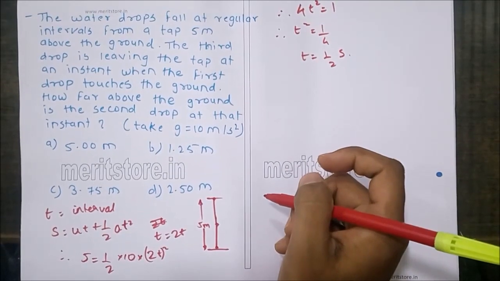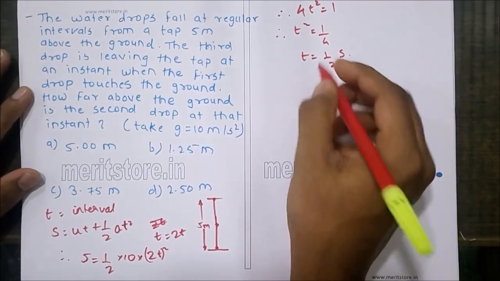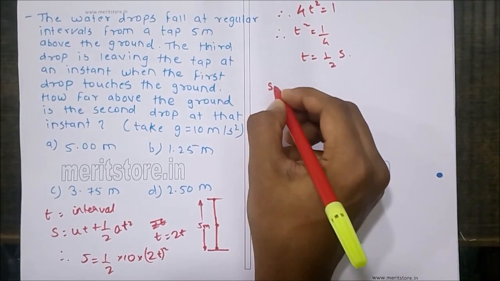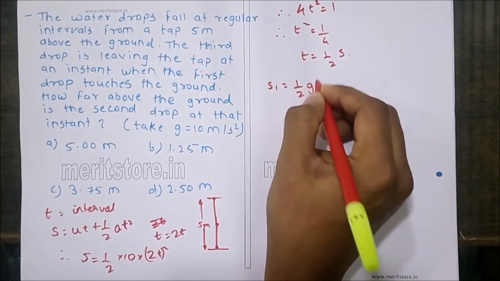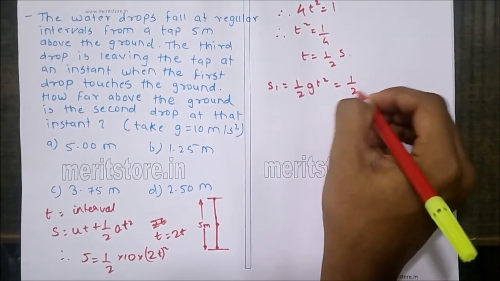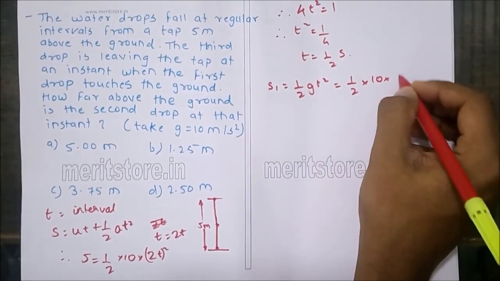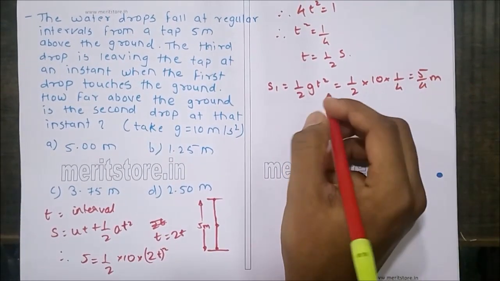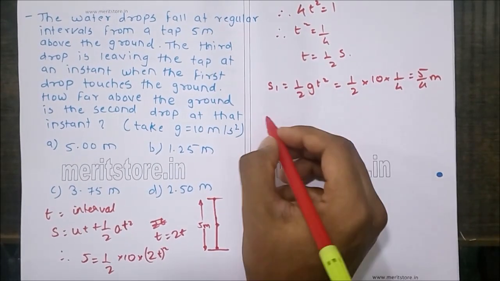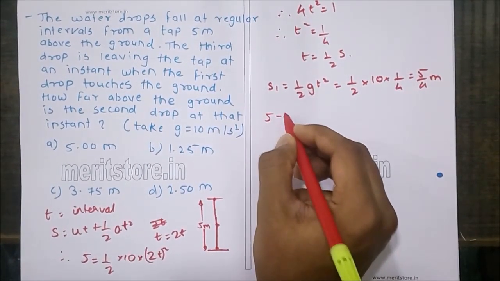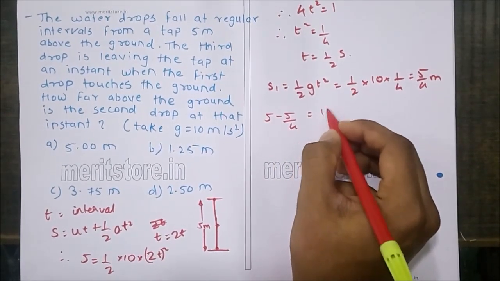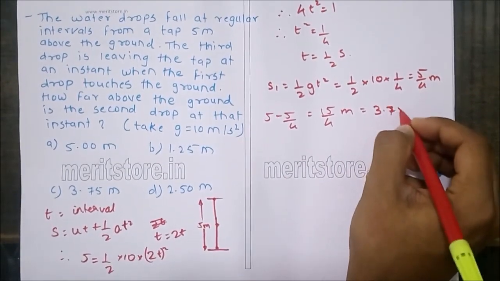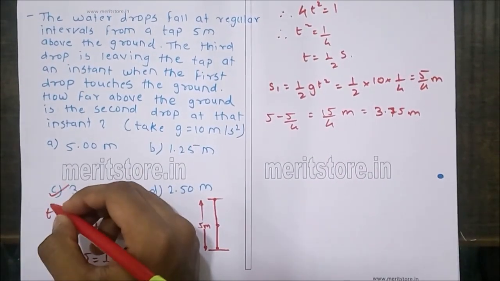So there is a half-second time interval between the two drops, and in this time the second drop will cover a distance of half g t square, which is half into 10 into half square, that is 1 by 4, so 5 by 4 meters. So the height of the second drop from the ground would be 5 minus 5 by 4, which is equal to 15 by 4 meters, which can be simplified as 3.75 meters. Hence option C is the correct answer.